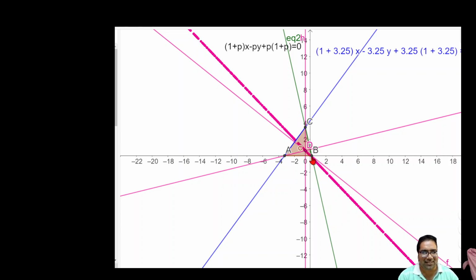So AB is always on the x-axis. And this blue line and this green line we know in terms of p and q. When we solve this, we got C as (pq, (1 plus p) into (1 plus q)).